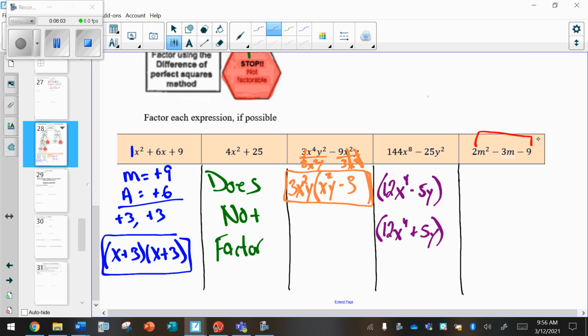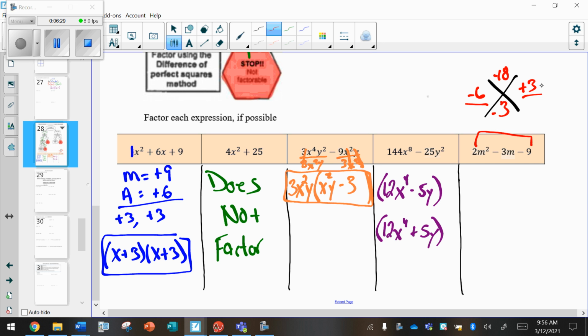No common factor. So I'm going to multiply 2 times negative 9 and try to find two numbers that multiply to be negative 18, and the same two numbers have to add up to be negative 3. So what two numbers multiply to be negative 18 and add to be negative 3? That'd be negative 6 and positive 3.